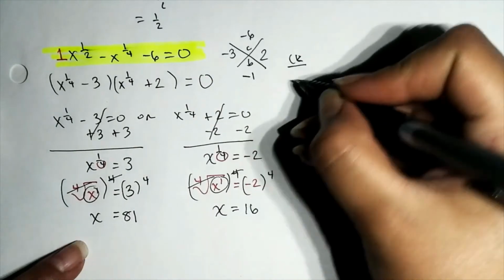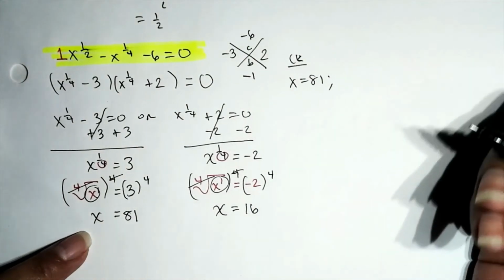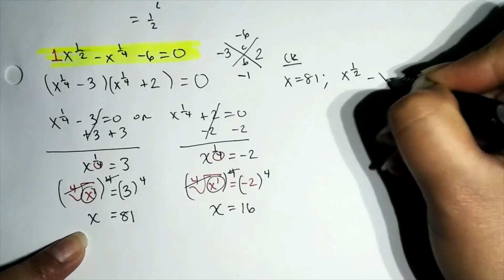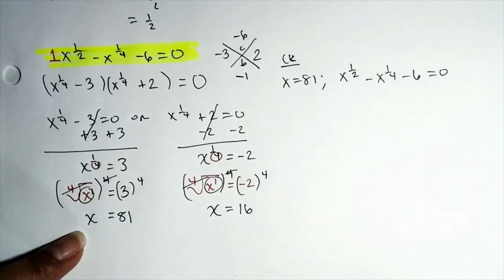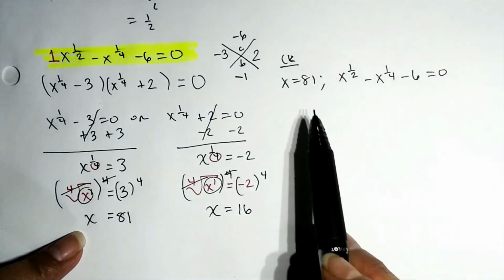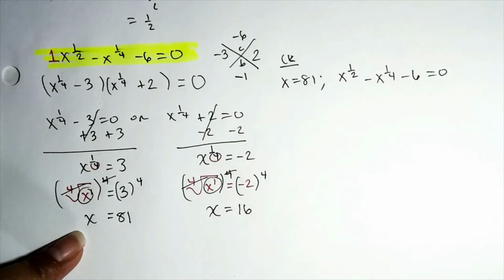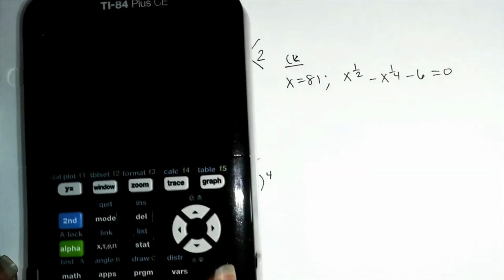So the first solution that I'm going to check is 81. I want to know if our proposed solution is really a solution. So we have x to the 1/2 minus x to the 1/4 minus 6 equals 0. And we can check it without the use of a calculator. Substitute 81 for x, or you can even use your calculator and write 81 to the 1/2. But I don't have time for that, so we're going to do what we did earlier.